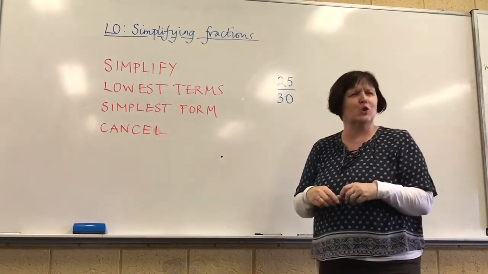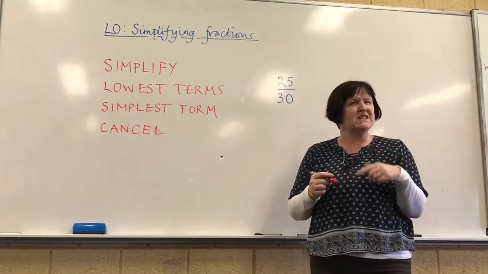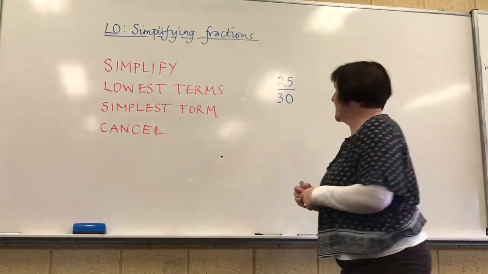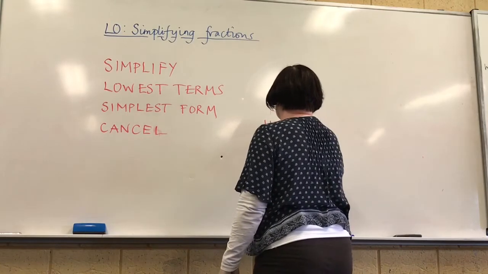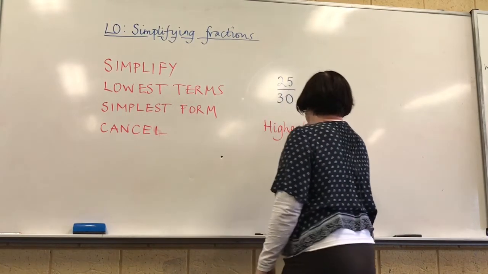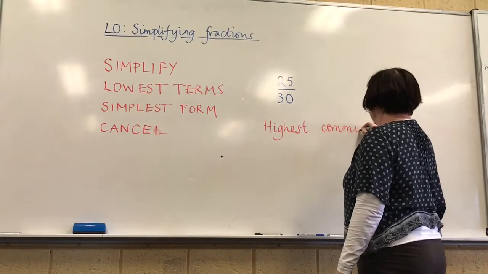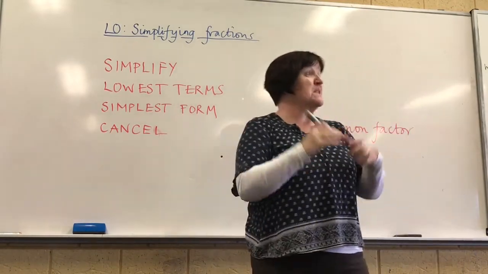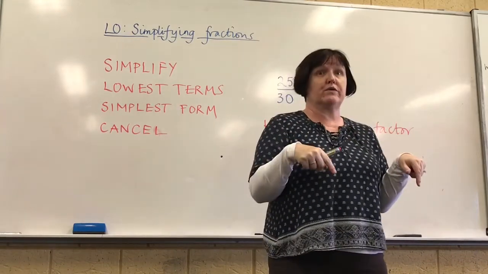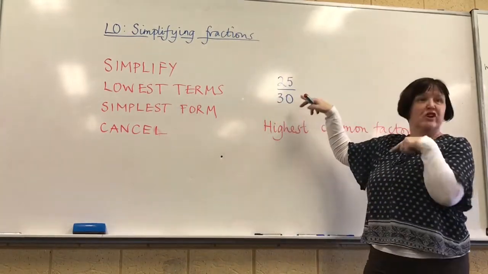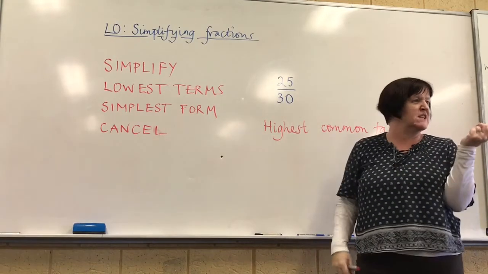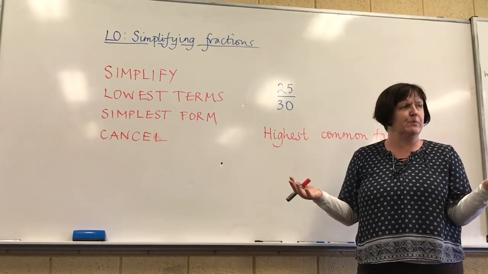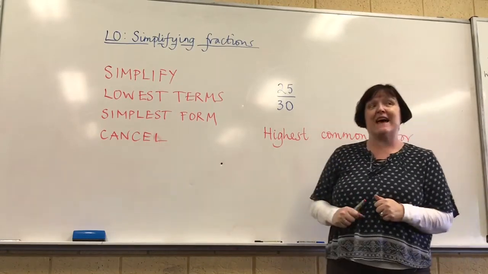Can anyone think what that's called? The biggest number that divides into two. Highest common factor. Perfect, the highest common factor. Well done, Emma. So the highest common factor is the biggest number that goes into both. Because obviously, 1 goes into both of those, doesn't it? But if we divided 25 by 1 and divided 30 by 1, it would still be 25/30, so it doesn't really help us. So what is the HCF for that one?